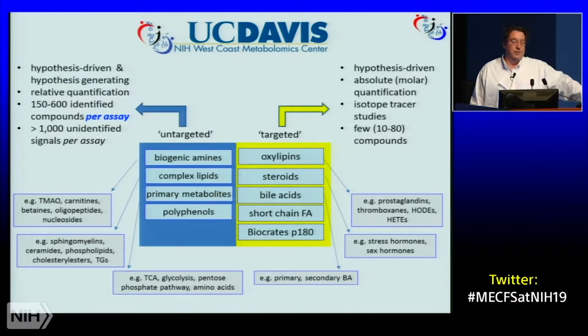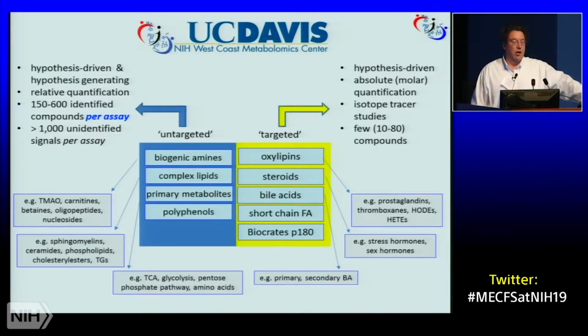We usually have 150 to 600 identified compounds per assay. So for example, in lipidomics today, we would have 500 identified lipids. In primary metabolism, just 150. For biogenic amines, which are TMAO, carnitines, betaines, oligopeptides, nucleosides, and similar compounds, we would have maybe 300 identified compounds. So overall, in metabolomics, by these assays alone, we get about 1,000 identified compounds in a specific tissue or blood or so.